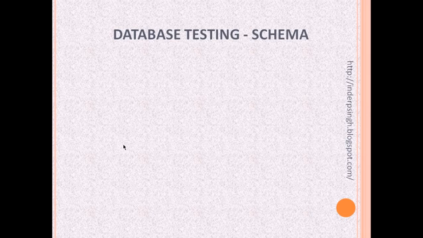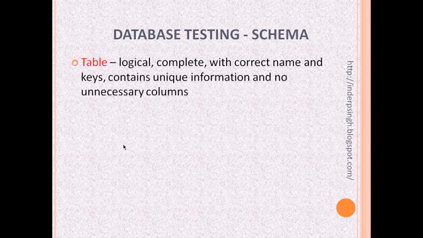So let us move to how we can test the schema in database testing. First, what we have to test is the table. While testing the schema, we have to find out whether the table is logical. It is complete, which means it contains all the necessary columns in it. Every column has to be tested separately, but we'll see that in a minute.